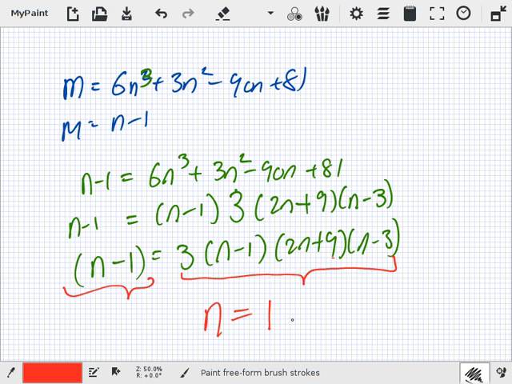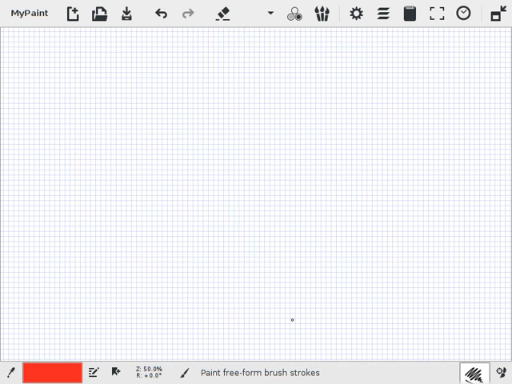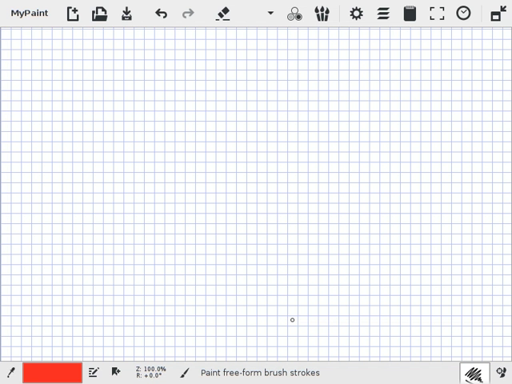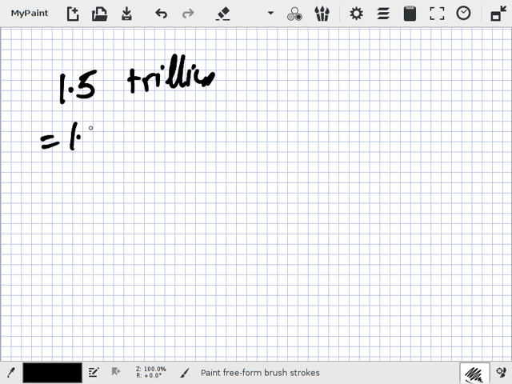Okay. Let's have a look at this one now. There's 1.5 trillion barrels of oil in the world, and 34 billion barrels of oil are used every year. Now, we have a problem with billion and trillion, so rather than using those words, I'll say billion is B, and trillion is 1,000 billion. So first, I'll change 1.5 trillion into 1.5 times 1,000 billion.